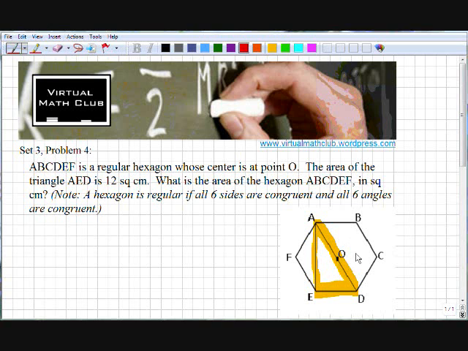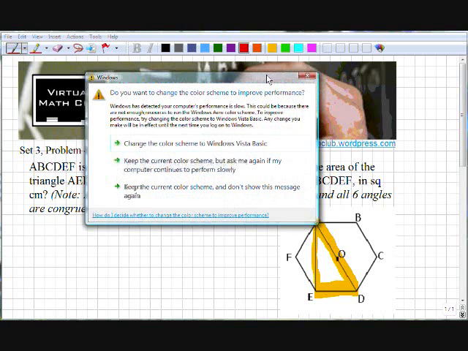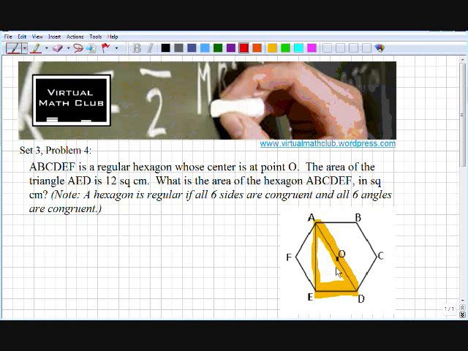And then if you've got it broken into some congruent triangles, you can count the number of triangles that are in AED, and you can count the number of triangles that are in the whole thing, and you can probably figure out what the area of the whole hexagon is. That would be my hint for you. So congruent triangles. All right.